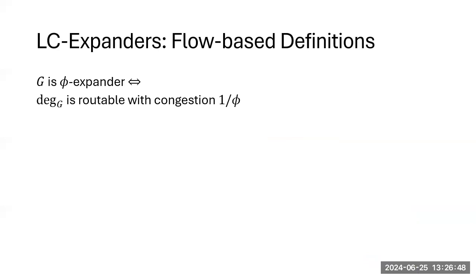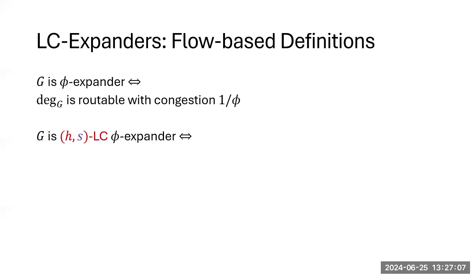Okay, so with this, now we can say precisely, using the definitions that we just gave, what a length constrained expander is. What is an expander? Well, just a normal expander: the graph is a phi expander if I take this as a definition, it's equivalent to the cut-based definition. The graph is a phi expander if the degree node weighting of the graph is routable with congestion 1 over phi.